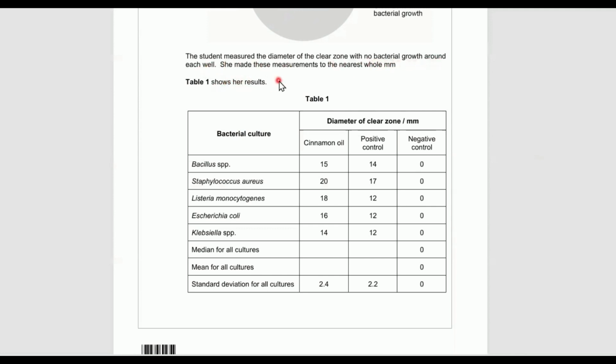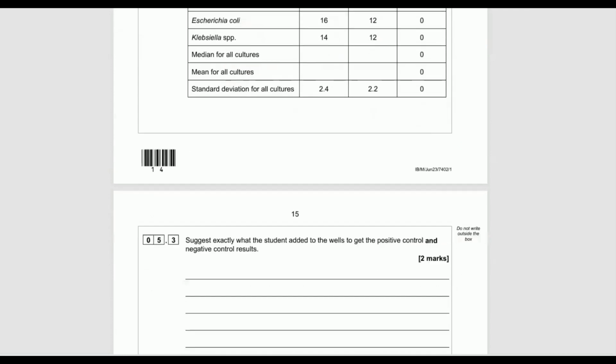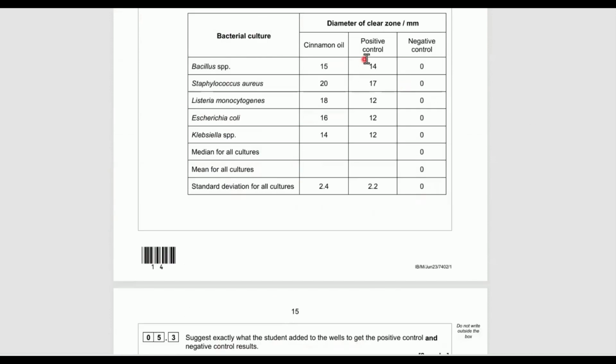So the student measured the diameter of the clear zone with no bacterial growth around each well. She made measurements to the nearest whole millimeter. Table 1 shows the results. We can see we're missing a few results here, so we're obviously going to be asked to fill them in, and that's the median for all cultures and the mean for all cultures. And we've got, with cinnamon oil, a positive control and something called a negative control. We can see with the negative control, none of the bacteria died. Suggest exactly what should be used for the positive and negative control.